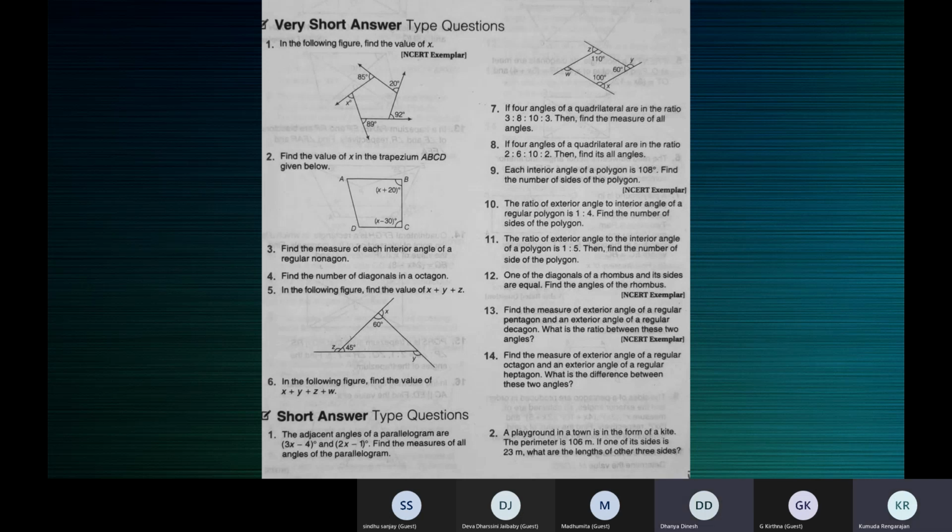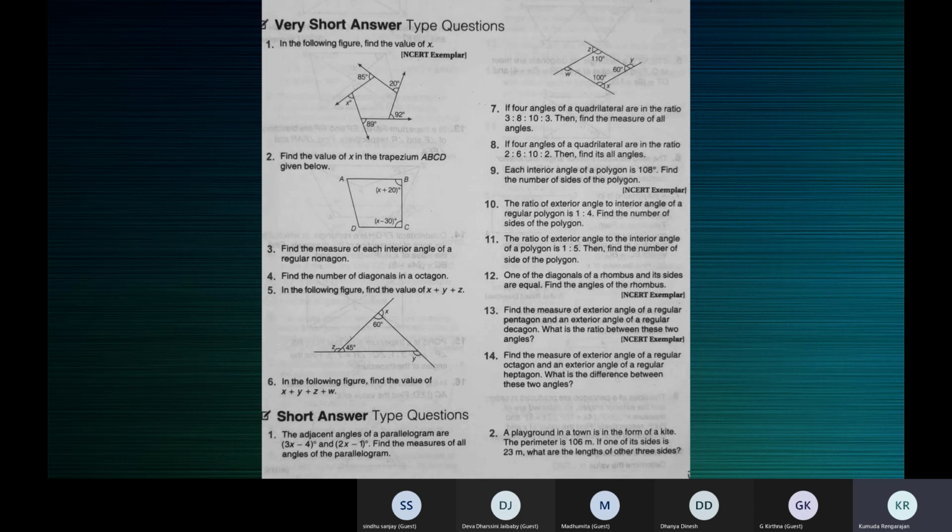What is the property you should use to find the value of x? Sum of exterior angles, ma'am, is equal to 360 degrees. In any polygon, the sum of all the exterior angles is equal to 360 degrees. Tell me the value of x.